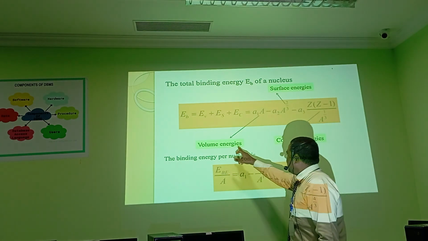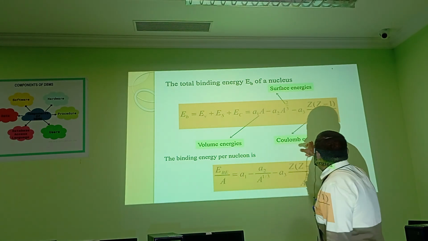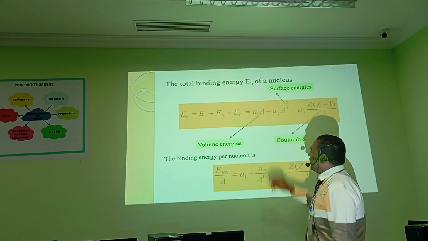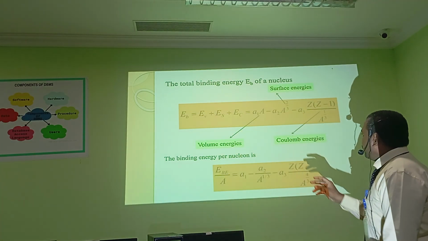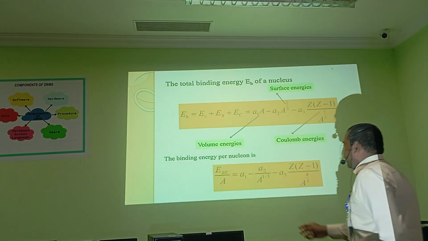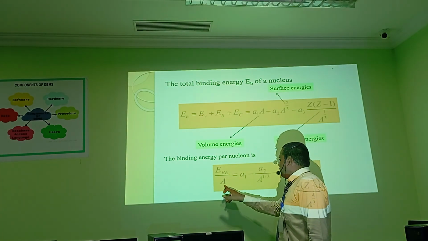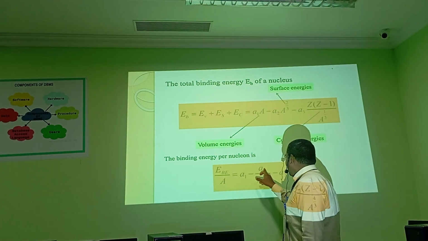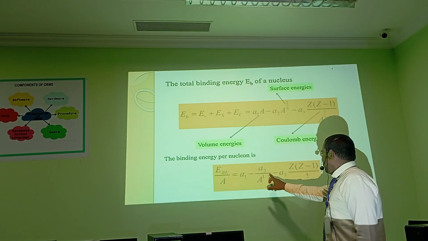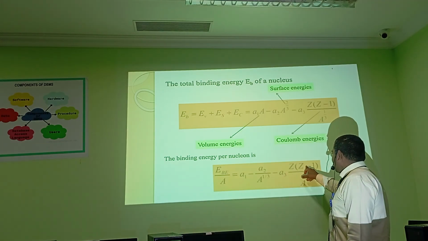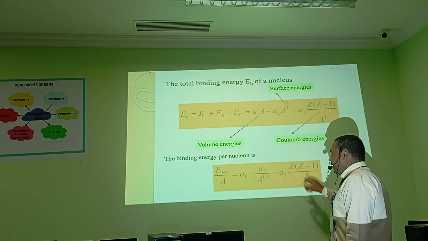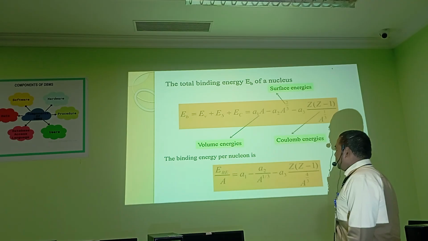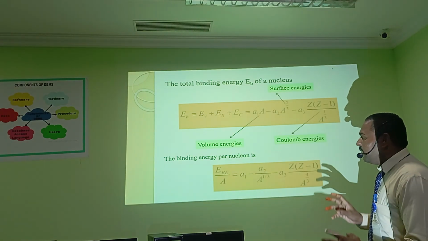That is the form of the volume energy, and the Coulomb energy term in the total binding energy of the nucleus. The binding energy per nucleon, EB divided by A, equals A1 minus A2 divided by A power 1 by 3 minus A3 Z(Z minus 1) divided by A power 4 by 3. That is the binding energy for a nucleus.